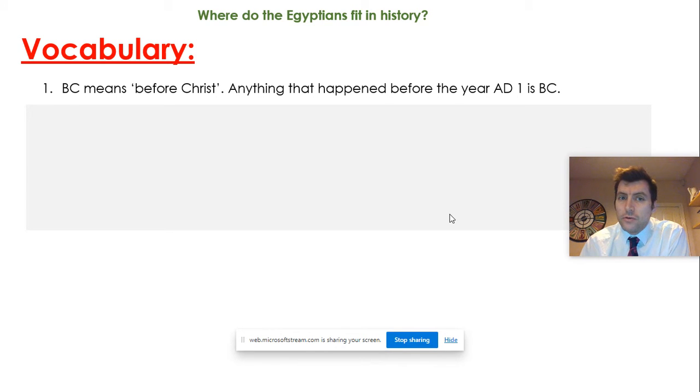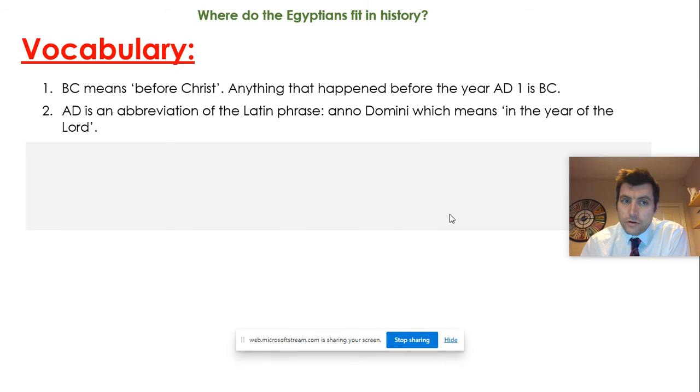Now, BC means before Christ. Anything that happened before the year AD 1 is before Christ, BC. And that symbolizes the time where Christians identify as Jesus having been born. Okay, so BC means before Christ. Before Christ.